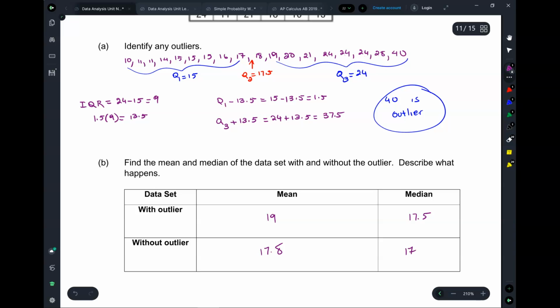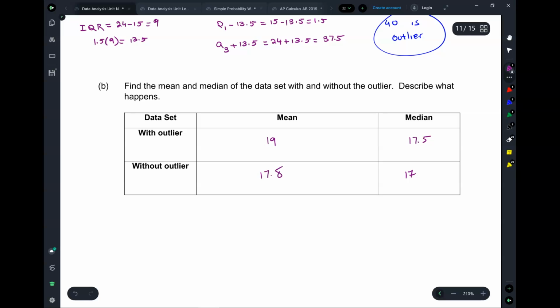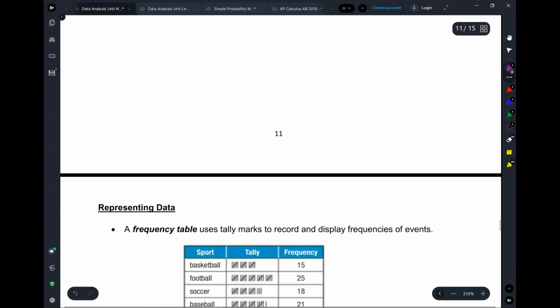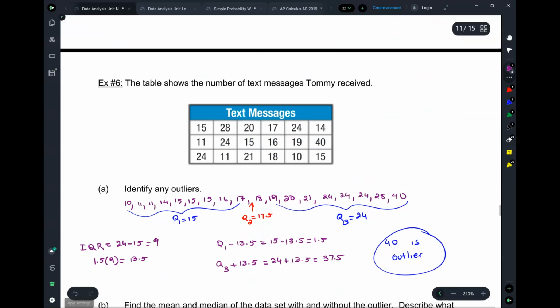So again, you see how the median only shifts by 0.5, but the mean shifts by more, okay? And it doesn't have to be exorbitantly more. The fact is that every single time the outlier will affect the mean more, okay? Okay, so that's this lesson, and I have a handout for you guys for homework.